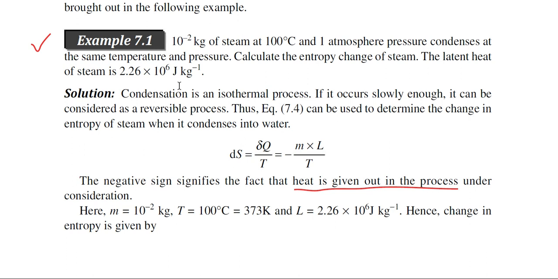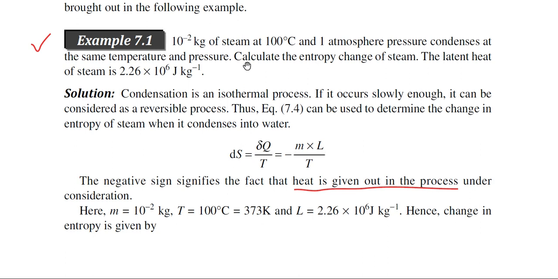Now, you see that the steam undergoes the condensation process. This condensation process is an isothermal process. It occurs slowly enough that it can be considered as a reversible process. So, we are assuming that this process is a reversible one. That is very important. In that case the change of entropy can be calculated by this particular formula which I have just discussed, that is dS is equal to delta Q by T, where delta Q is the heat.